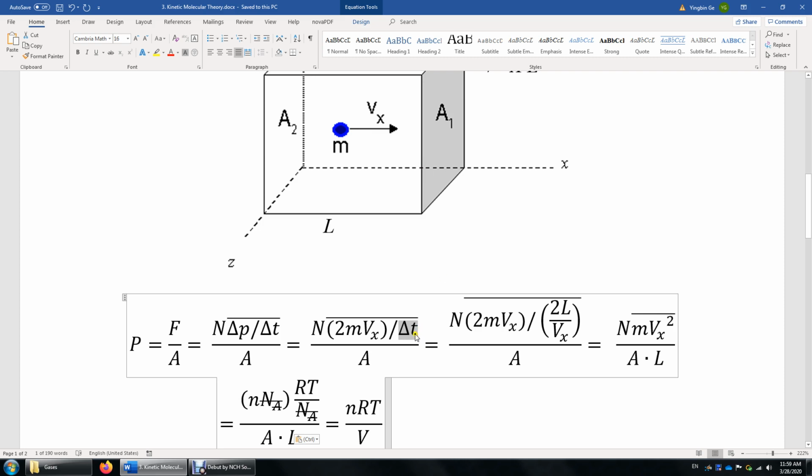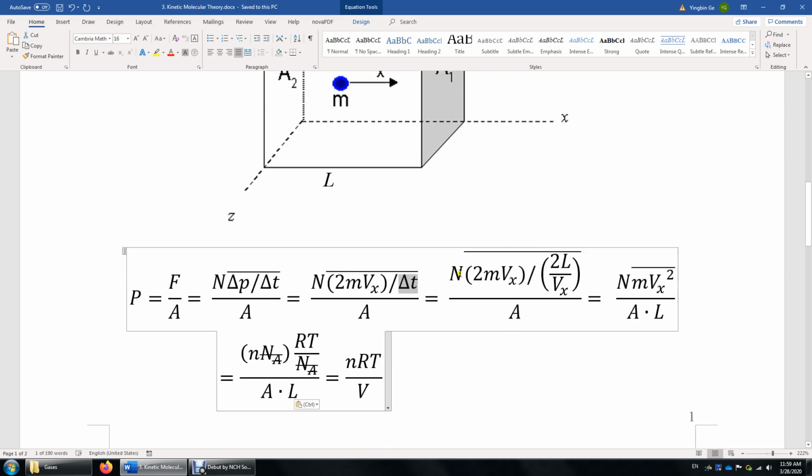Therefore, this delta t is simply 2L over the speed of the particle. So we replace this delta t with 2L divided by v sub x. Again, for each collision, the time period delta t is 2L over vx. The momentum change is 2m times vx. And we're about to evaluate the average of this.